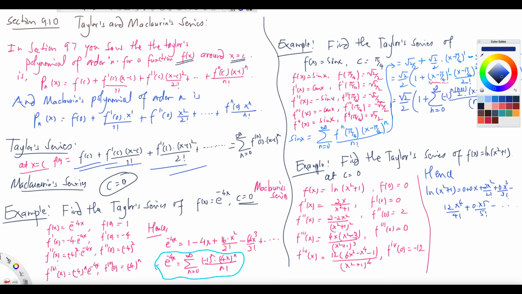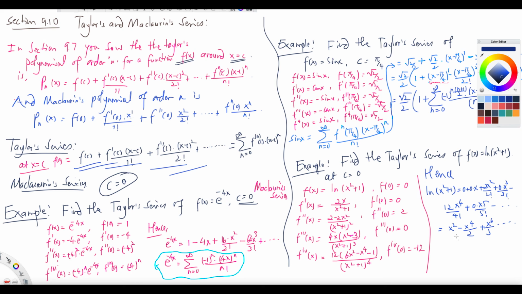But if you simplify that, just remove the 0 terms, what you get is x squared, since 2 over 2 factorial is 1, right? And then minus x to the 4 over 2, because 12 over 4 factorial, and 4 factorial is 24, is 1 over 2, okay? And then the other terms similarly: plus x to the 6 over 3, and so on.